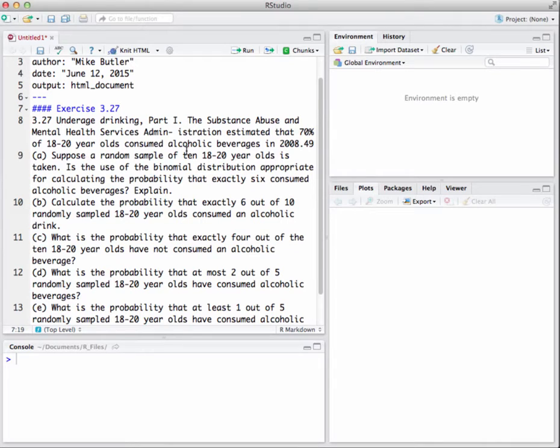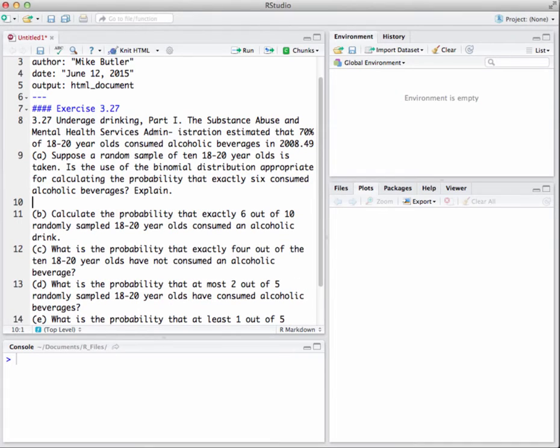Okay, so here's the first part. They say part A, suppose a random sample of 10 18 to 20-year-olds is taken. Is the use of the binomial distribution appropriate for calculating the probability that exactly 6 consumed alcoholic beverages? Explain.